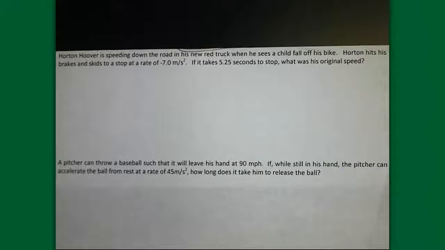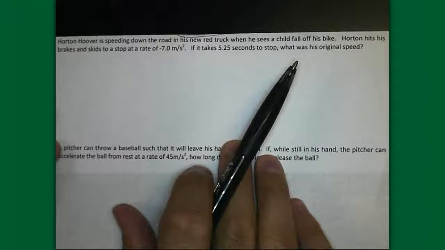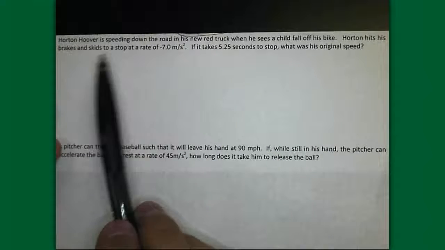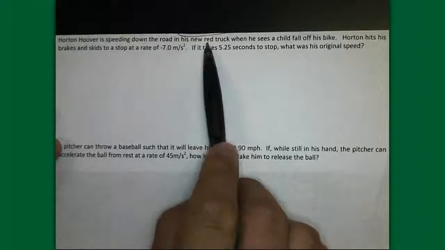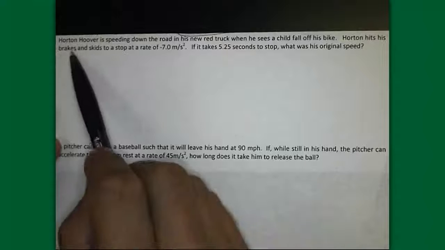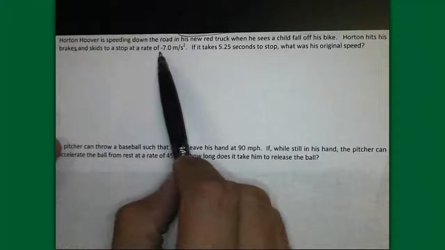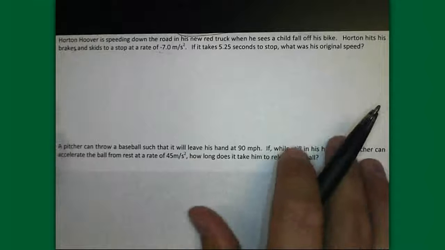In this video, I want to do this problem, which is involving constant acceleration. So let's read it. This guy, Horton Hoover, is speeding down the road in his new red truck. He sees a child fall off his bike, so he hits his brakes and skids to a stop at a rate of -7 meters per second squared. If it takes 5.25 seconds to stop, what was his original speed?